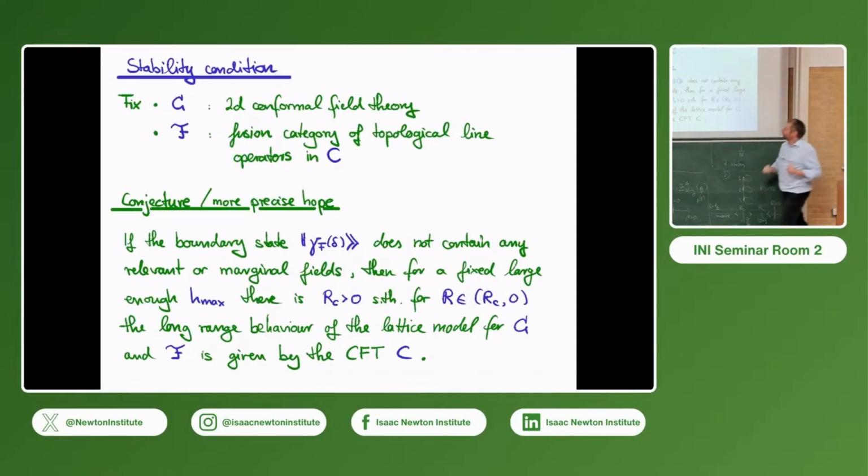Anyway, so stability condition. Again, we fixed our C and F, and secretly also this boundary condition U, and so there is now a conjecture, or more precise hope, that if you take the boundary state for your cloaking boundary condition with that symmetry, and you expand it in bulk fields, and that expansion does not contain any marginal or relevant fields, then there should exist a fixed large enough cutoff and some critical radius, which is positive, so that if your parameter radius sits between 0 and that critical radius, the long-range behavior recovers the original CFT. So that is the more precise conjecture.